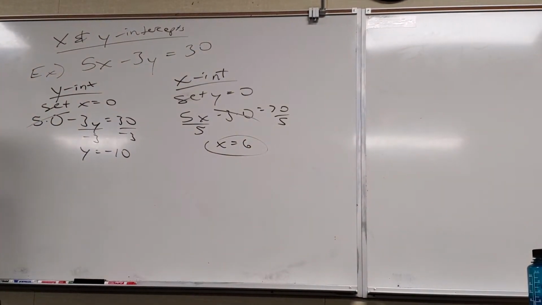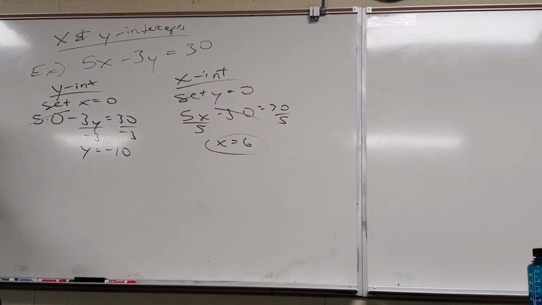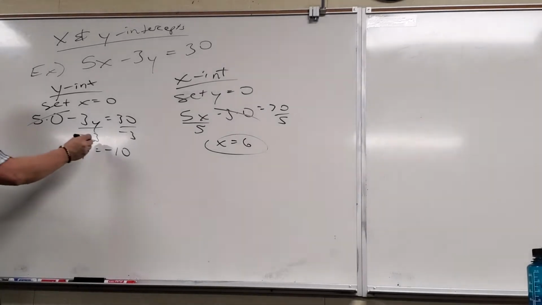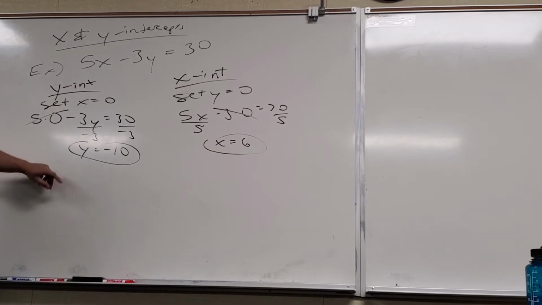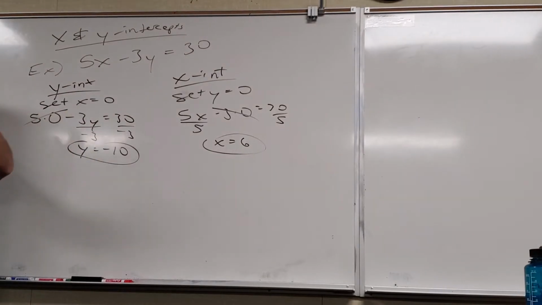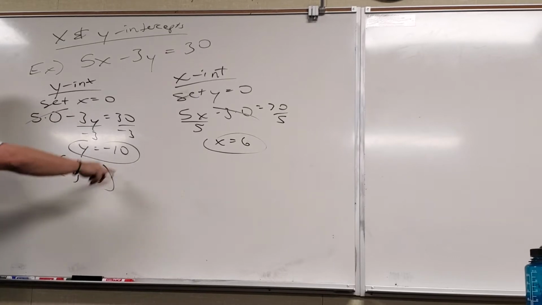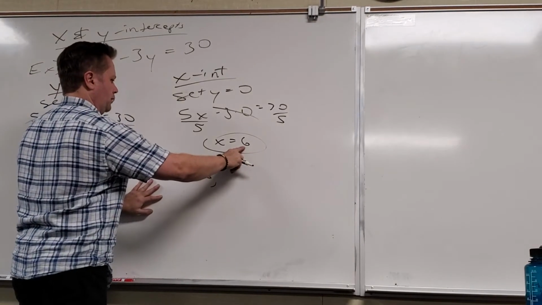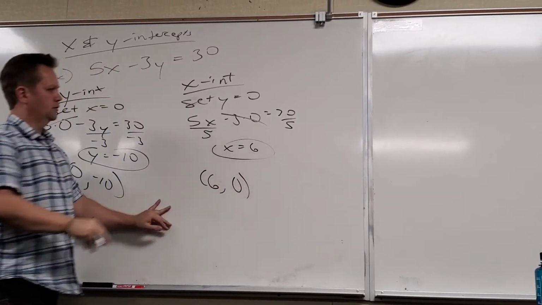So the mistake I see people make: I'll say find the intercepts and then use them to graph the line, and somebody plots the point 6, negative 10. That point has nothing to do with this. Each one of these is a point. Y is negative 10 when x is 0. Those go together. When is x 6? Only when y is 0.